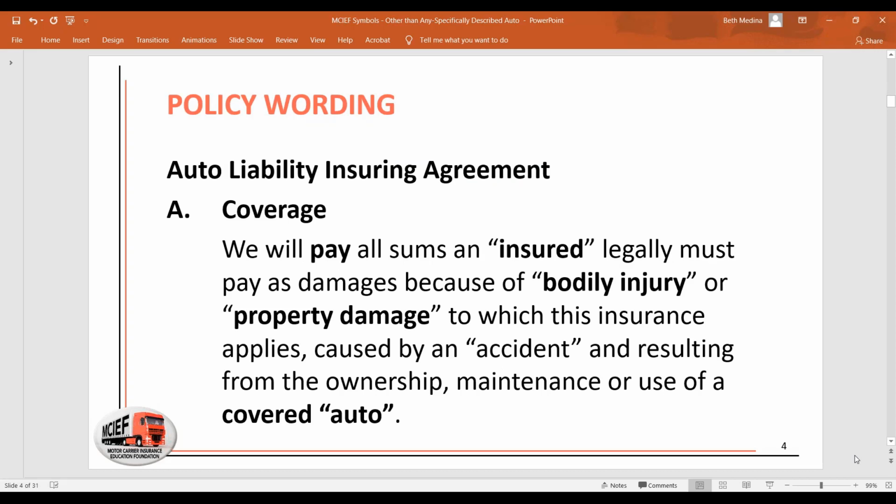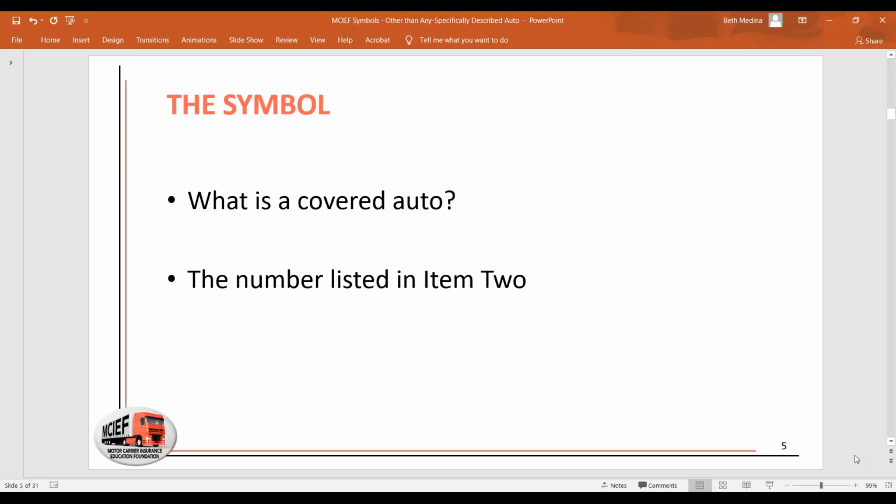The auto liability insurance agreement coverage. We will pay all sums an insured legally must pay as damage because of bodily injury or property damage to which this insurance applies, caused by an accident and resulting from the ownership, maintenance, or use of a covered auto. The key part of this is the covered auto. So what's a covered auto? If it's not a covered auto, then there is no responsibility on the insurance carrier to respond to an accident or crash. So that's the key component here. Make sure it's a covered auto.